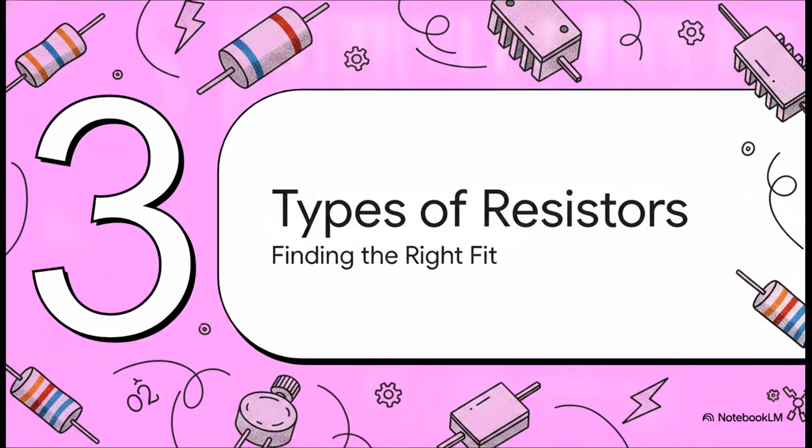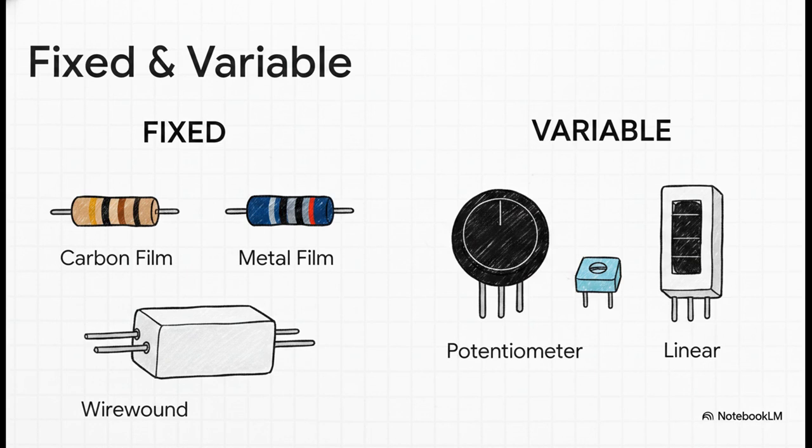Section 3, Types of Resistors. Finding the right flavor. Okay, so now that we've got the math down, we need to know what to actually look for when we open up a parts bin. Resistors come in a bunch of different shapes, sizes, and flavors. First up, we have fixed resistors. These are the ones where the value never changes.